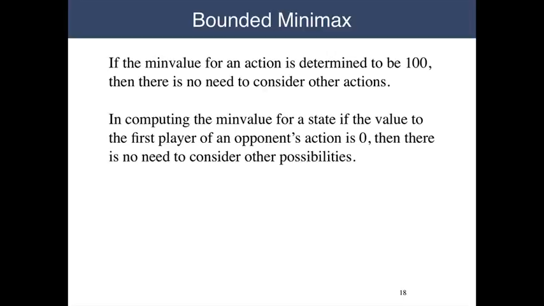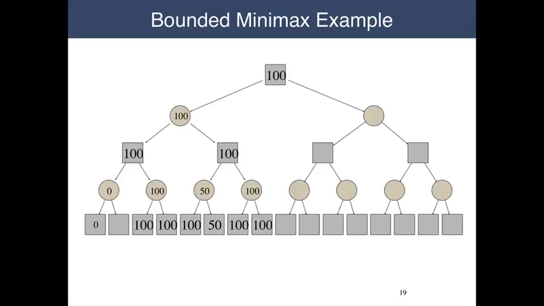Bounded Minimax is just the Minimax procedure we just saw with two minor changes. Rather than processing all actions in every node, MaxScore and MinScore first check for these bounds. And if they occur on any node, they terminate their search and return the corresponding values. So here's an example. The nodes in this tree that have numbers on them are examined by bounded Minimax. The other nodes are not examined at all, and they don't need to be examined. In this case, notice that more than half of the tree is pruned from consideration.